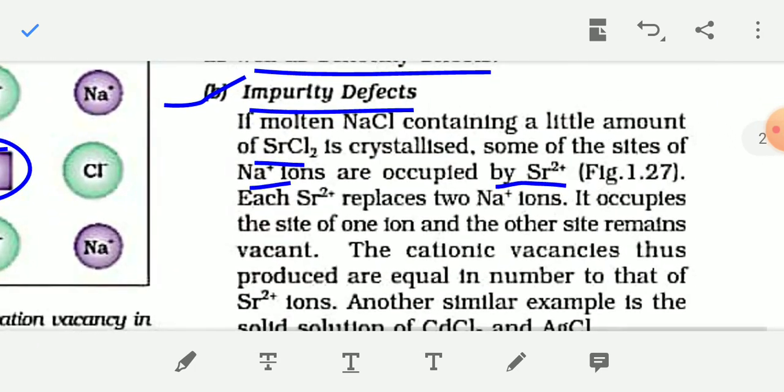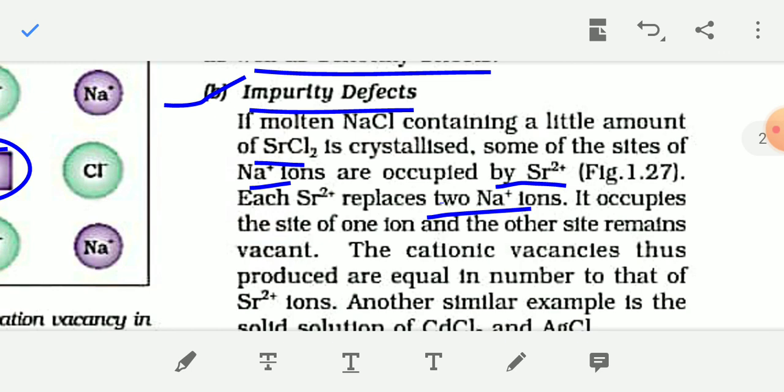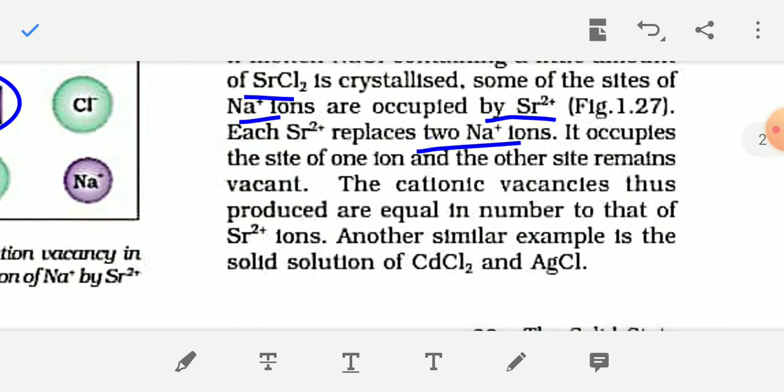If molten NaCl containing a little Sr2 plus is crystallized, some of the sites of Na plus ions are occupied by strontium 2 plus. Each strontium 2 plus replaces two Na plus ions: it occupies the site of one Na plus ion, and the other site remains vacant. The cationic vacancies thus produced are equal in number to that of strontium 2 plus ions. Another example of impurity defect is the solid solution of cadmium chloride and AgCl.